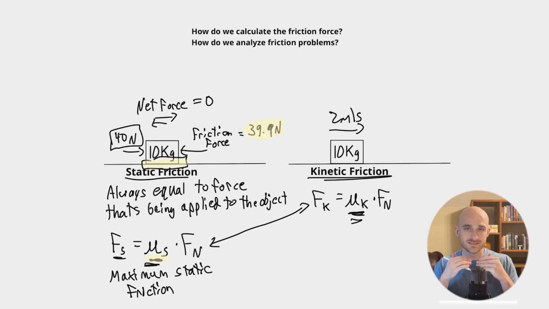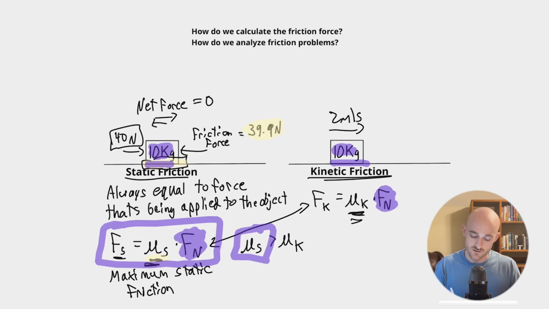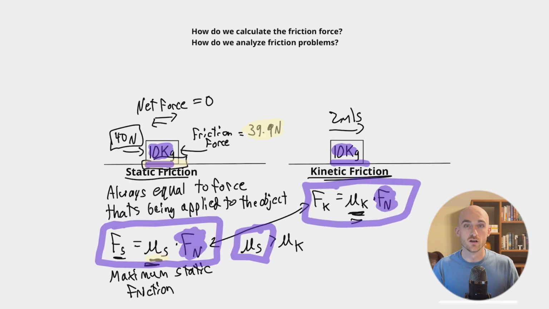Anytime that you're dealing with the same object and the same surface, just like what we have here, the same object and the same surface that are in contact with each other, the static friction coefficient for those two surfaces is going to be larger than the kinetic friction coefficient. And the normal force for both of these is going to be the same, because that's really dependent on the mass of the object, which is the same for both of these. So since the static friction coefficient is larger, that means that the maximum static friction is always going to be larger than the kinetic friction whenever we have the same object and surface that are in contact.